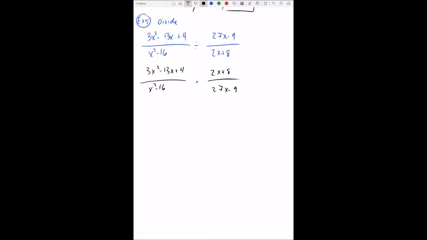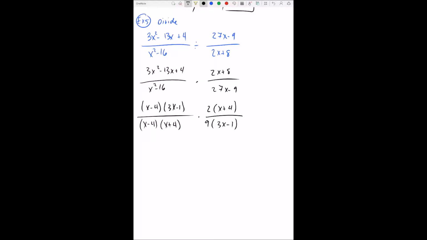So the first trinomial, I will just factor that out. We'll have our x minus 4, 3x minus 1, our difference of two squares for x squared minus 16, so we'll have x minus 4, x plus 4, times 2x plus 8, well they have a 2 in common, so we'll have 2, x plus 4, and for 27x minus 9, they have a 9 in common, so we can do 3x minus 1.